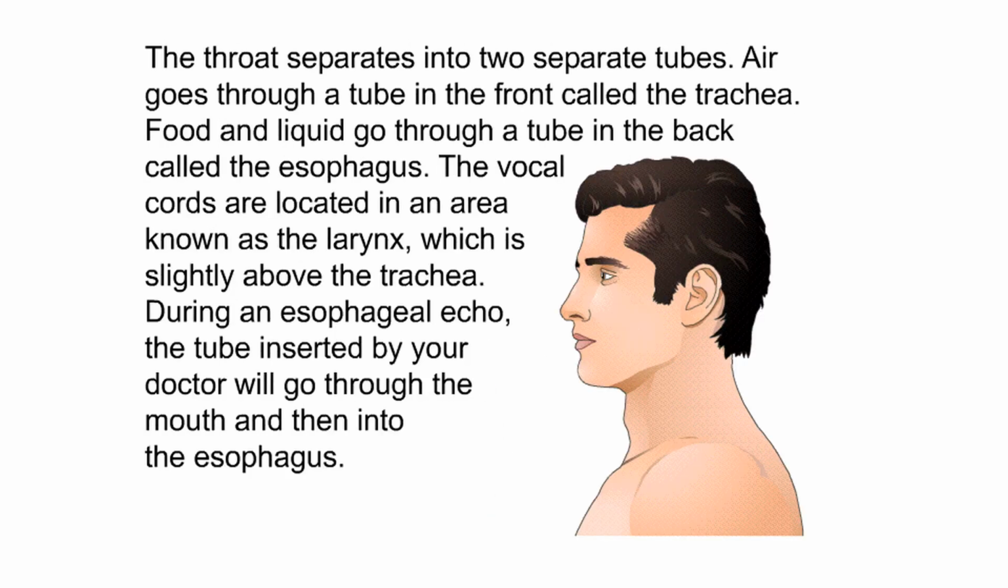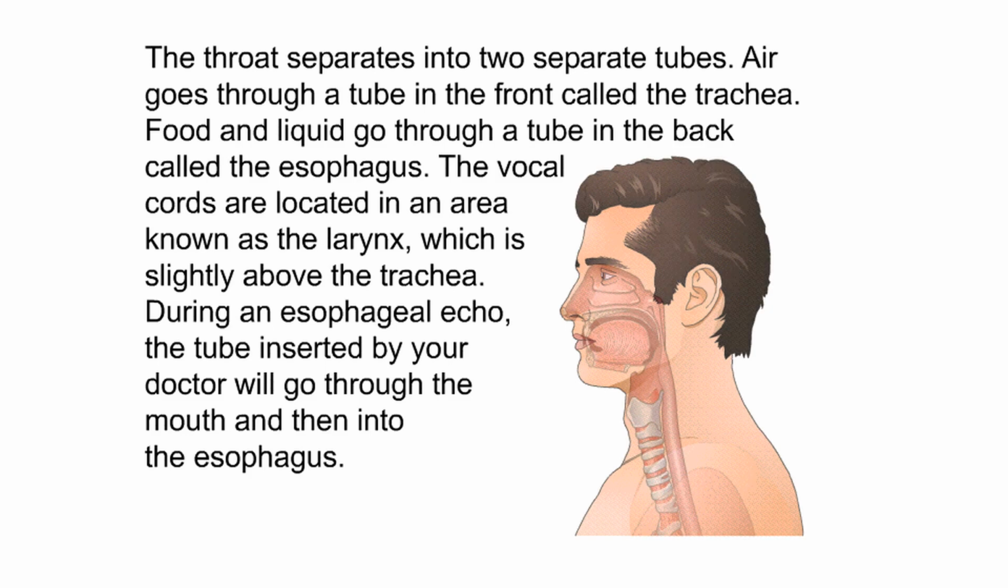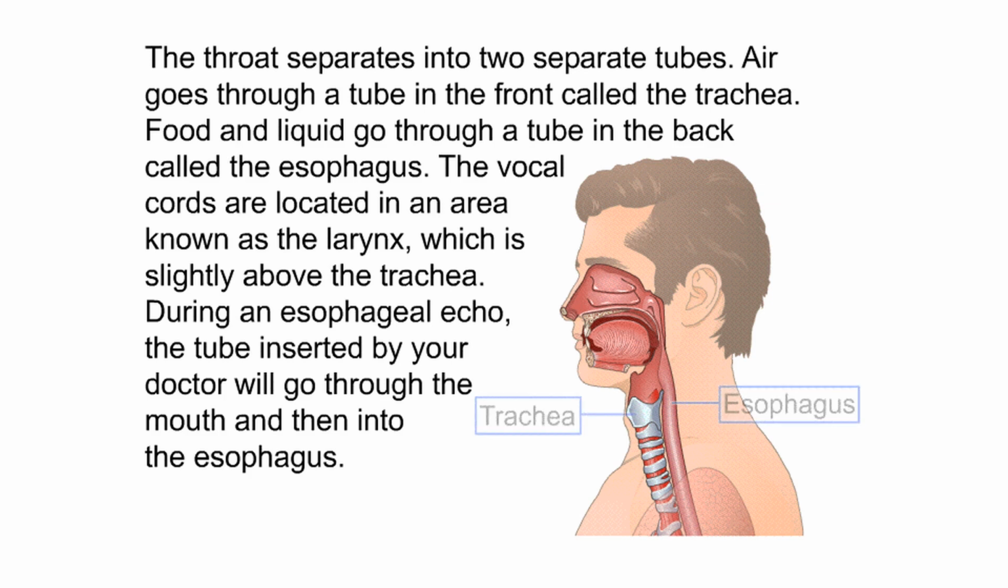The throat separates into two separate tubes. Air goes through a tube in the front called the trachea. Food and liquid go through a tube in the back called the esophagus. The vocal cords are located in an area known as the larynx, which is slightly above the trachea. During an esophageal echo, the tube inserted by your doctor will go through the mouth and then into the esophagus.